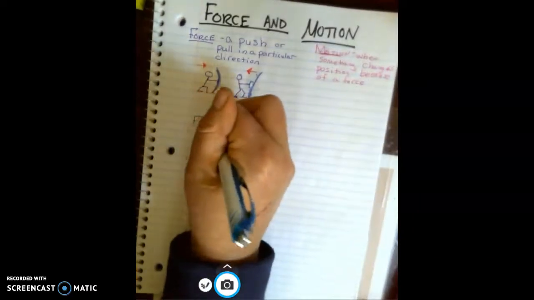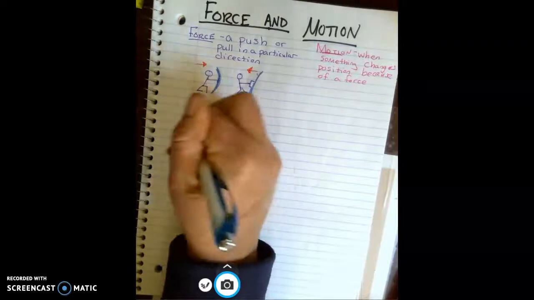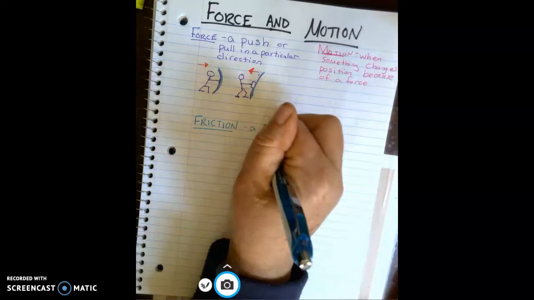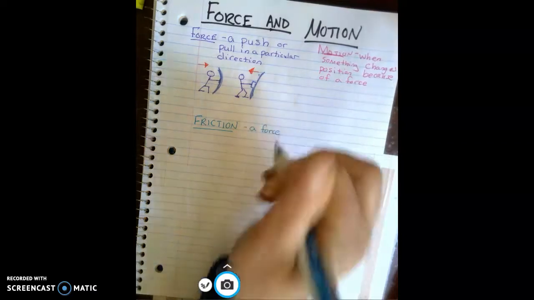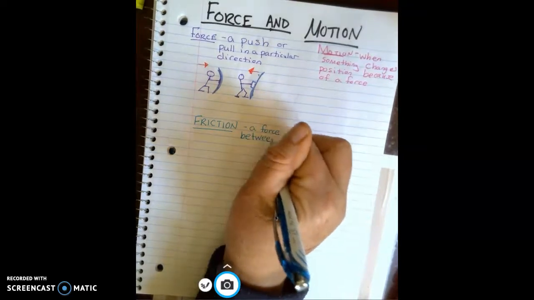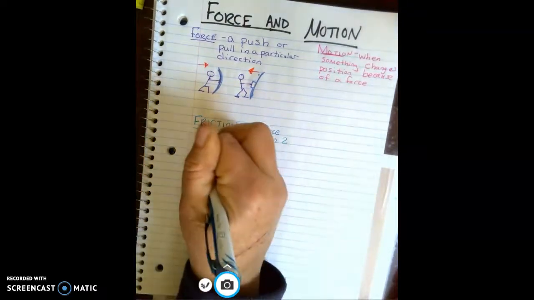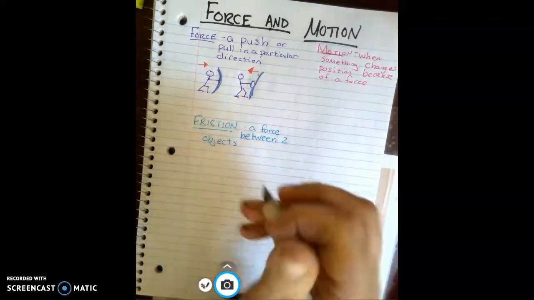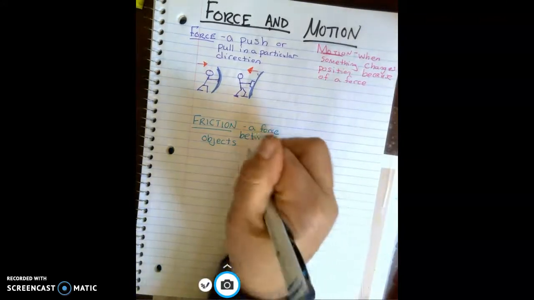Okay, so friction is a force between two objects rubbing that slows them down.